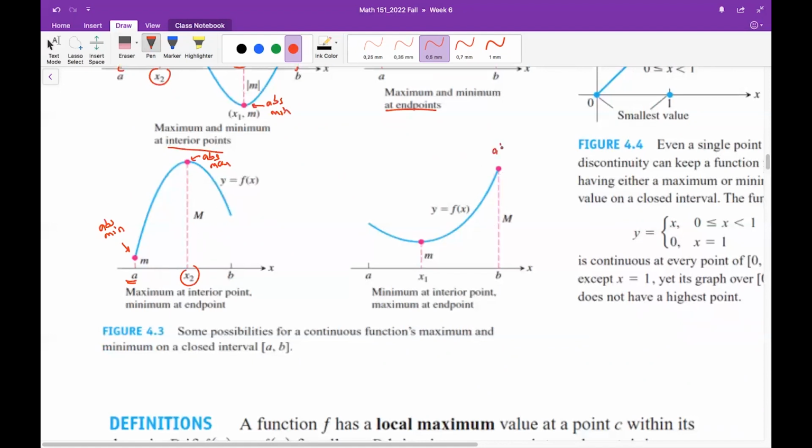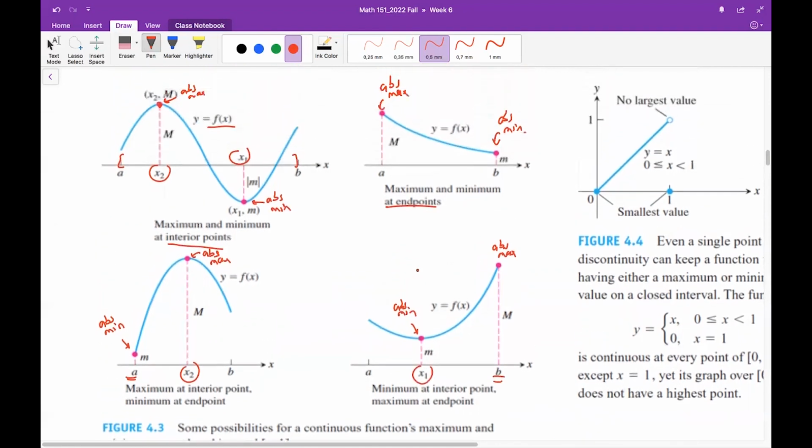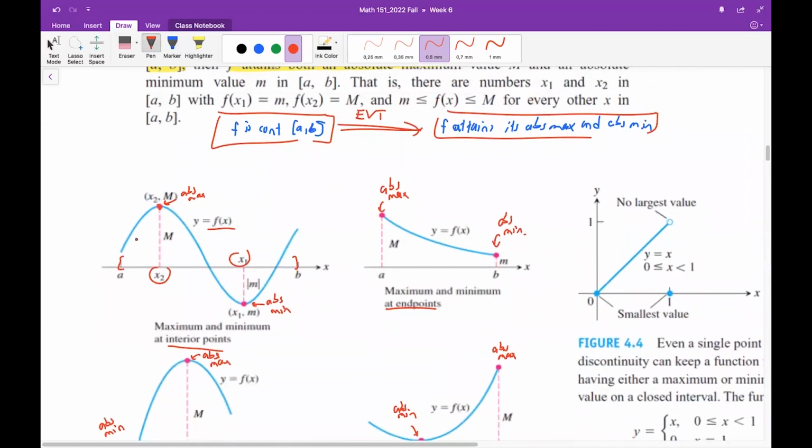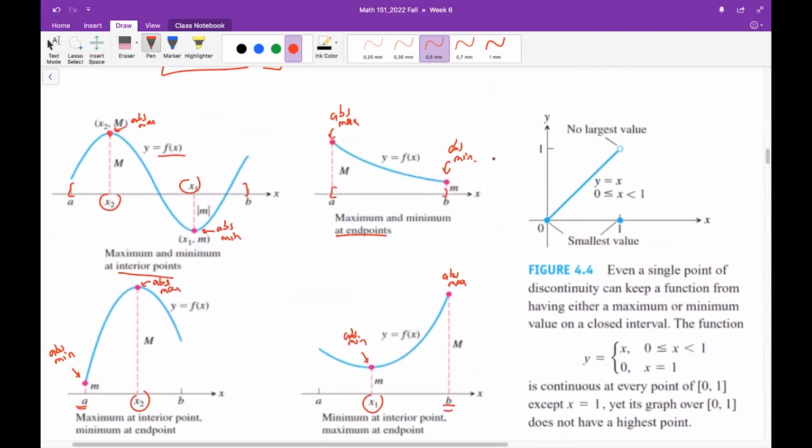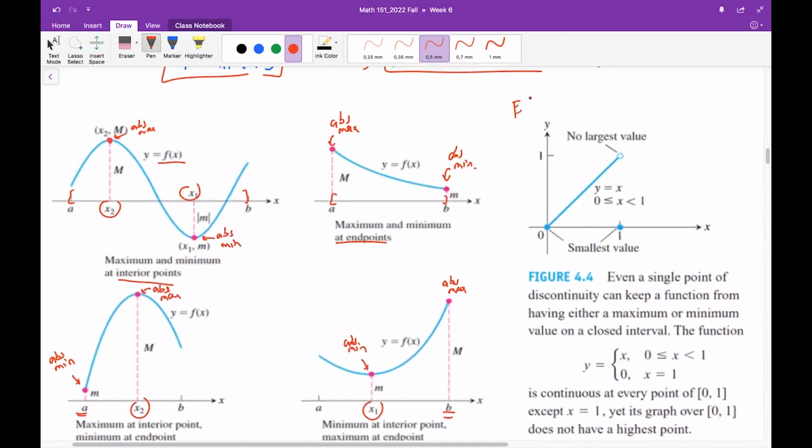This time, the absolute maximum value is attained at one of the endpoints, and the absolute minimum value is attained at an interior point. These four cases show you how the extreme value theorem works for continuous functions over closed intervals. For all these four figures, the graph is continuous over the closed interval [a, b]. Then let's try to understand what may go wrong if your function is not continuous over that closed interval. Okay, let's look at this function.